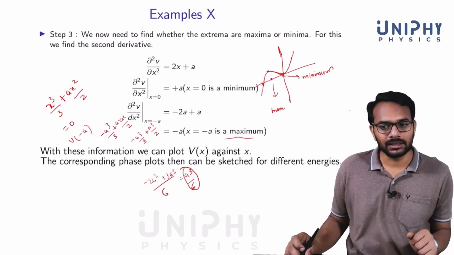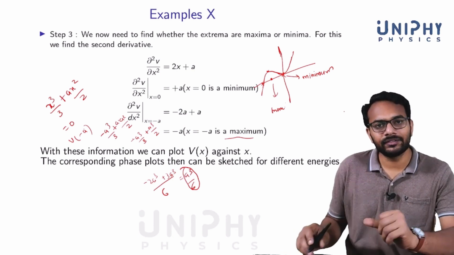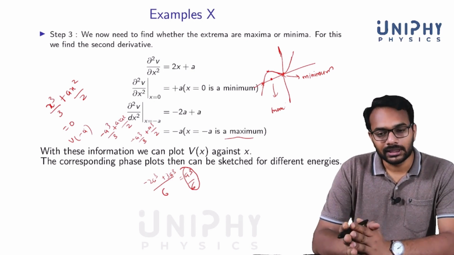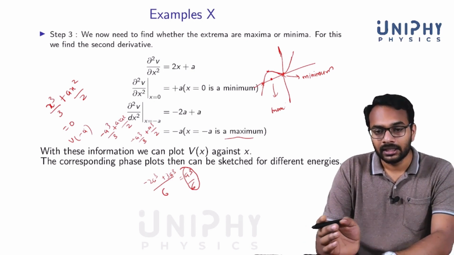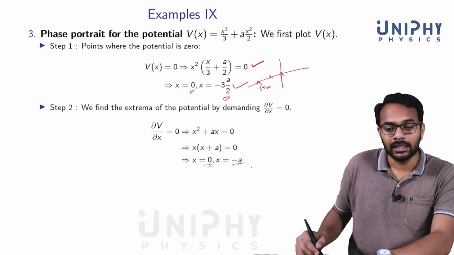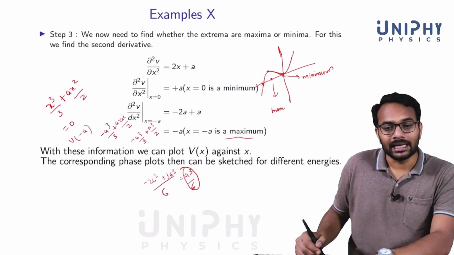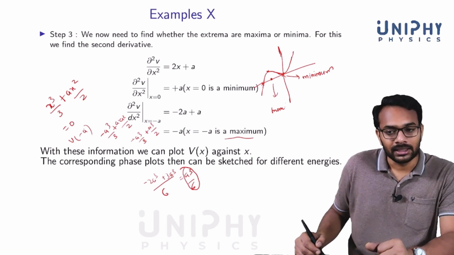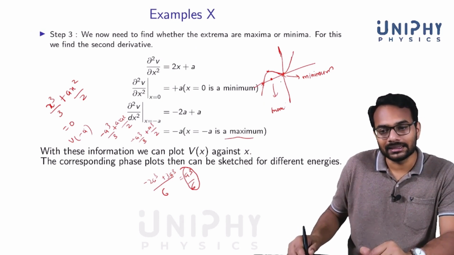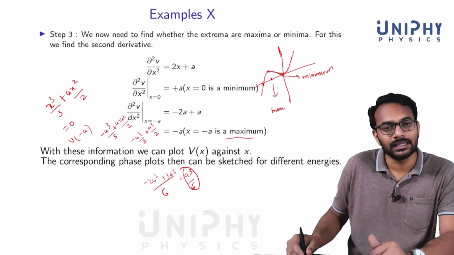Okay, I hope this is clear. So these details are sufficient to fix the potential energy curve. I'll just go through the steps again. The first thing is that we found the points where the potential energy is 0. Then we found the extremum points, and the next thing we did is that we found whether the extremum points are a maximum or minimum, and we saw that this is a minimum and this is a maximum. If this is a minimum, it has to increase in both directions. If this is a maximum, it has to decrease in both directions.